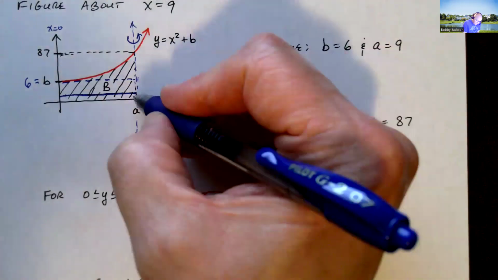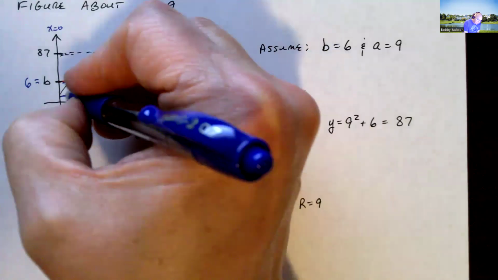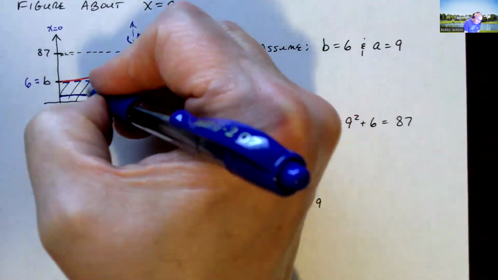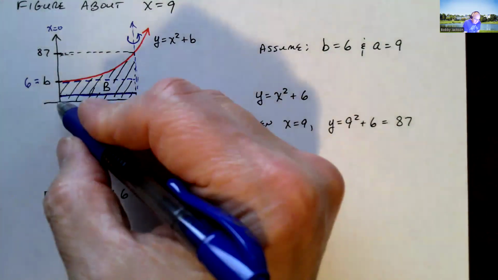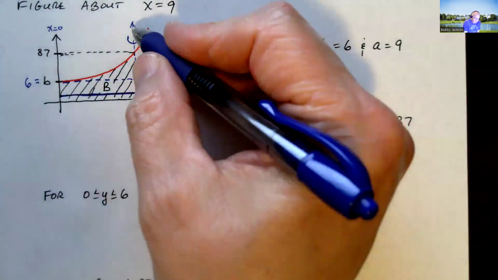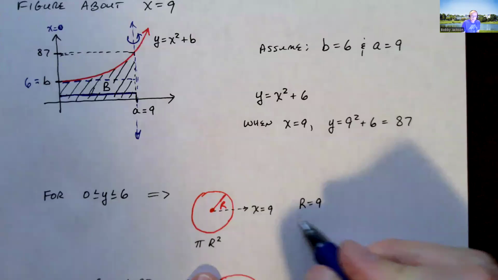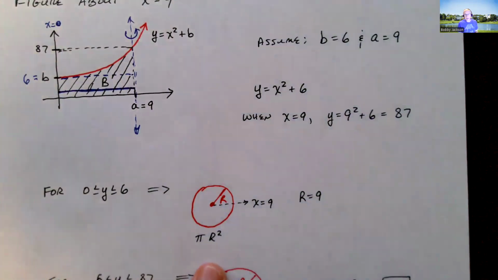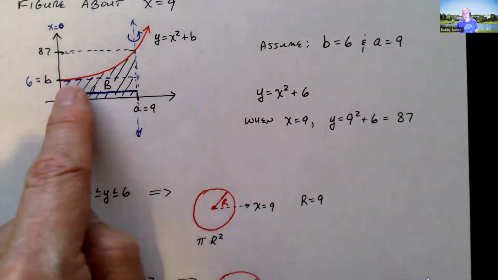The radius is the distance from the axis of rotation, x equals 9, all the way to this end. This whole length here is the value of r, the radius of our disk. Between y equals 0 and y equals 6, that r is always equal to 9, because x equals 9 here and x equals 0 here. So our radius is 9, and the area is just pi r squared, so pi times 9 squared. We're going to integrate that from 0 to 6 for the first region of the solid.